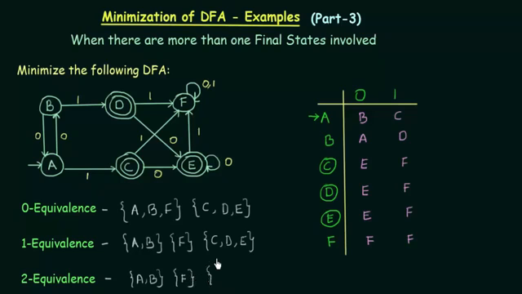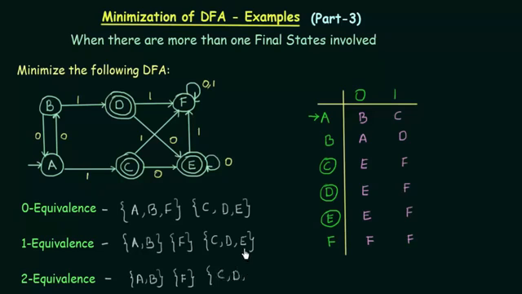Now I have to check if C, D, E are 2 equivalent to each other or not. So let me check for C and D. C and D, on getting input 0 they go to E and E, same state, it is fine. And on getting input 1 they go to F and F, again same state, so it is fine. So I can say that C and D are 2 equivalent to each other.